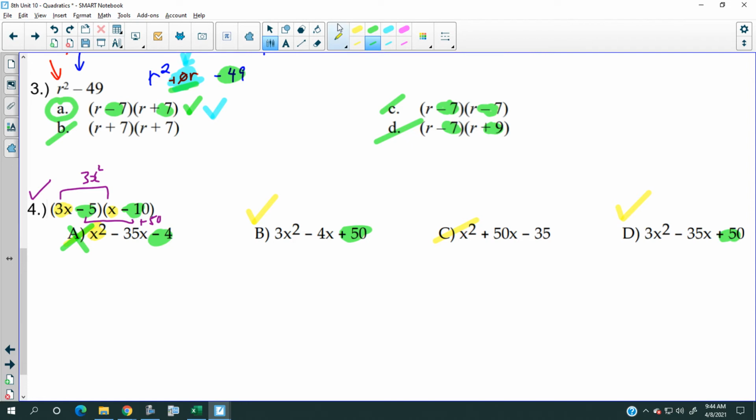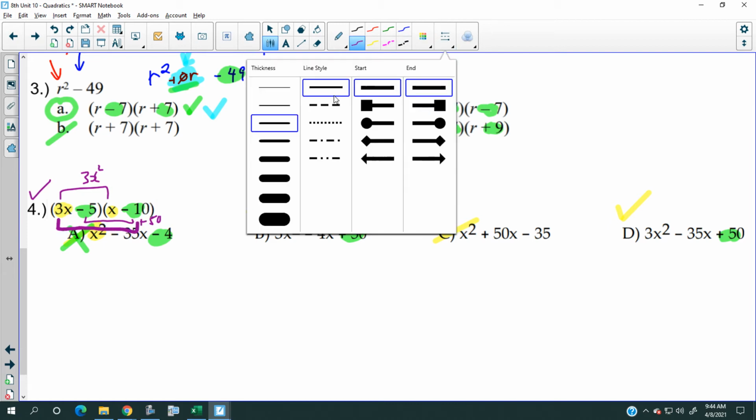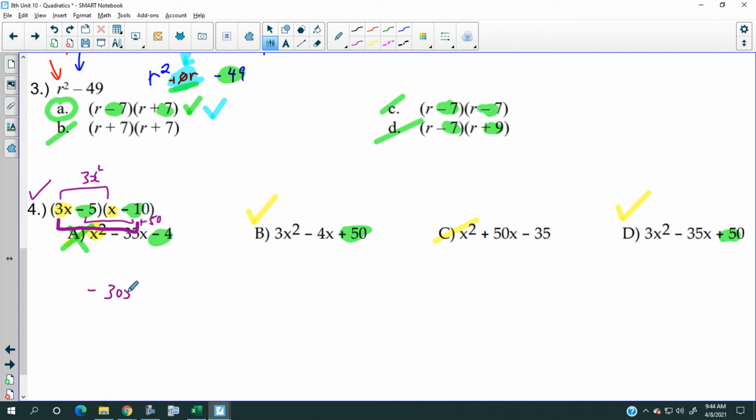So now we gotta look really carefully. And we're gonna actually do the inside-outside, all right? So watch this, right? Outside, what's that? Negative 30x, right? Inside, that's negative 5x. So I'm looking for something that's negative 35x. And there you have it.